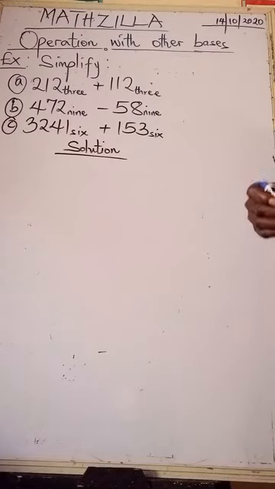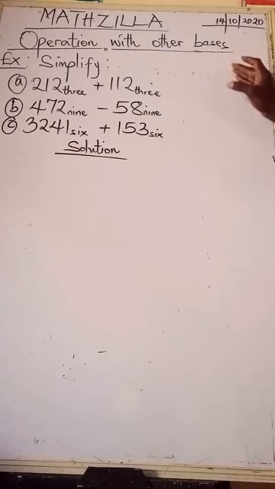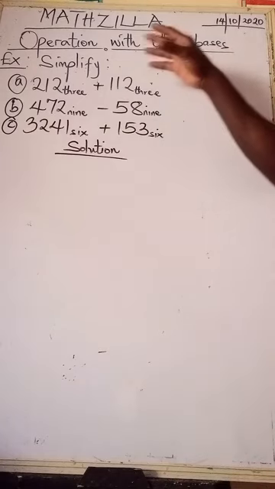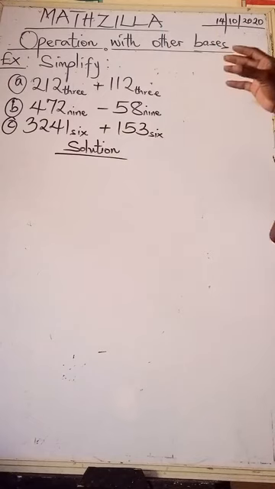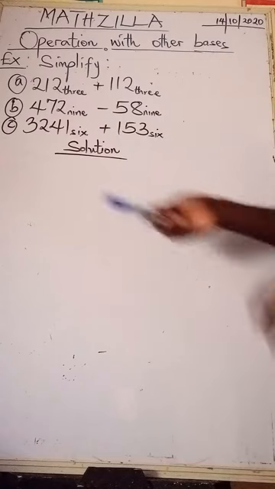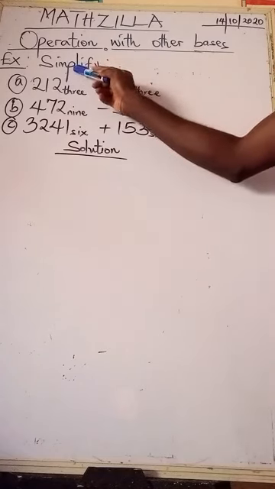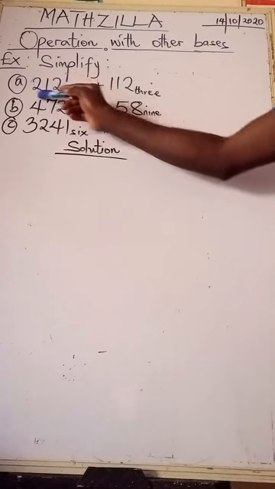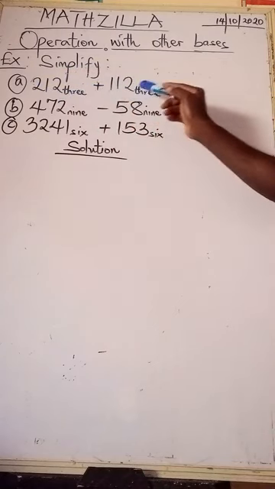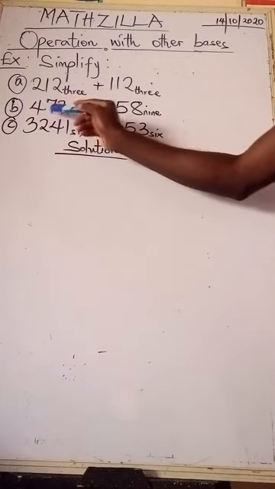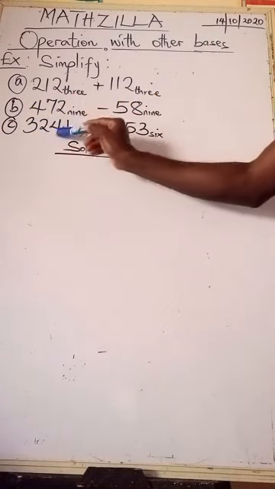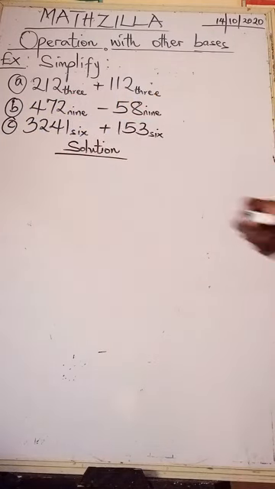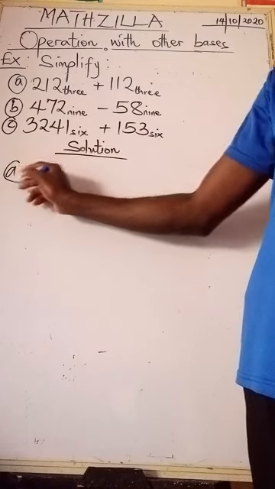Today we'll be looking at operations with other bases. Yesterday we looked at operations with binary numbers, that is with base 2 numbers. So today we'll be looking at operations with other bases, that is other than base 2. So quickly we have this. Simplify A: 212 base 3 plus 112 base 3. B: 472 base 9 minus 58 base 9. And then C: 3241 base 6 plus 153 base 6. So let's take the A part.